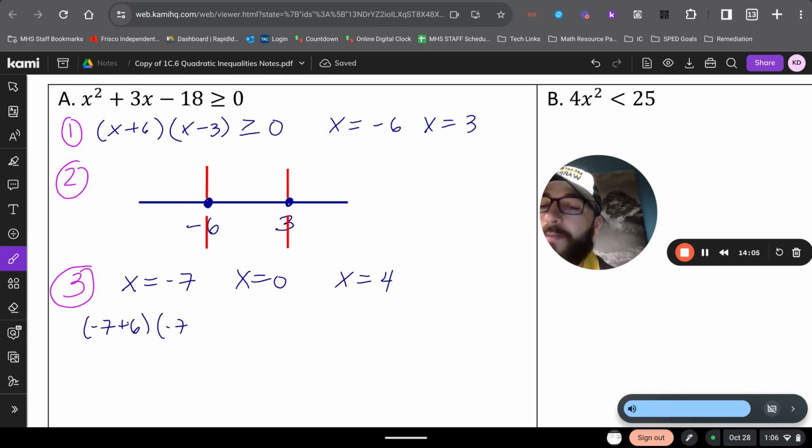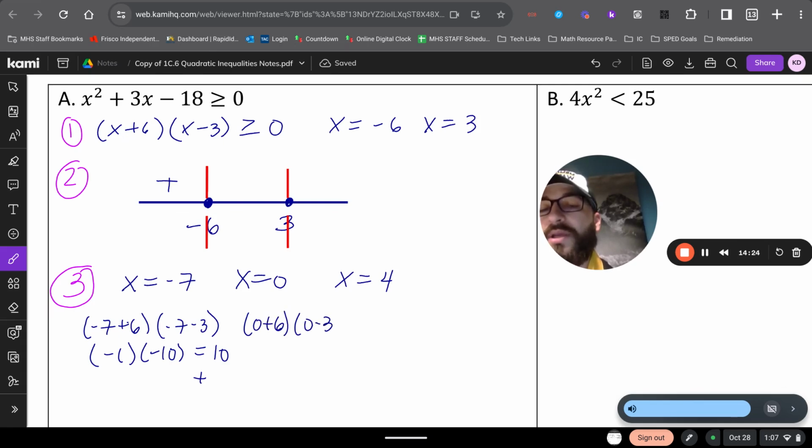And negative 7 minus 3 would give me negative 1 times negative 10, which would give me 10, which is positive. I'm going to add that onto my number line up here. Then plugging in 0, we would get 0 plus 6 and 0 minus 3, which would give us 6 and negative 3, which gives us negative 18, which is a negative value. So I'm going to plop in a little negative right there.